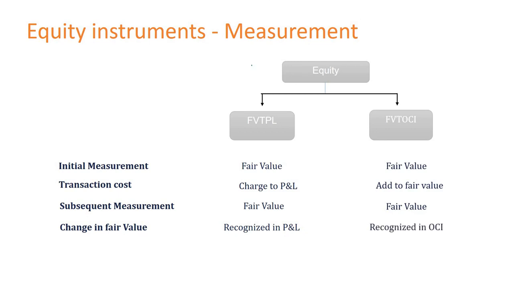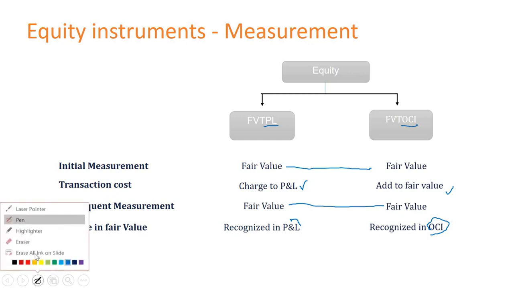See, you can see here. Here we recognize that difference in the P&L. Here we recognize this difference in the OCI. Understood? Remember the initial measurement is the same, fair value. Subsequent measurement is also the same, that is fair value. But remember, fair value through P&L we recognize in the P&L, whereas this one we recognize in the OCI. Here we charge to the P&L. Here we add to the asset.